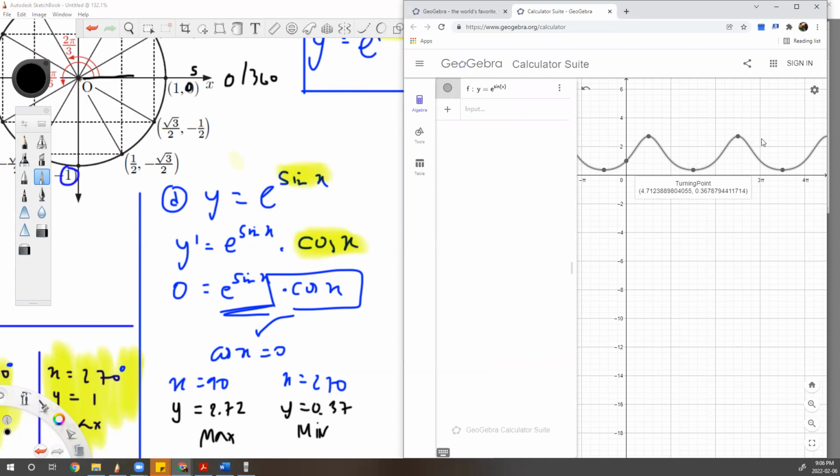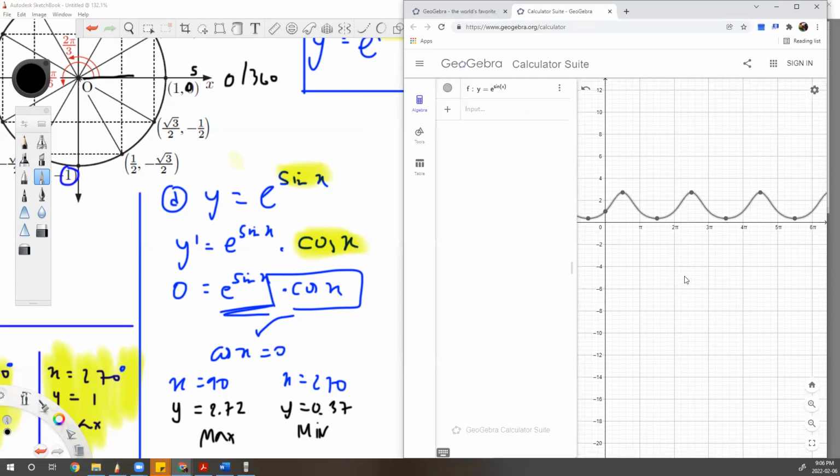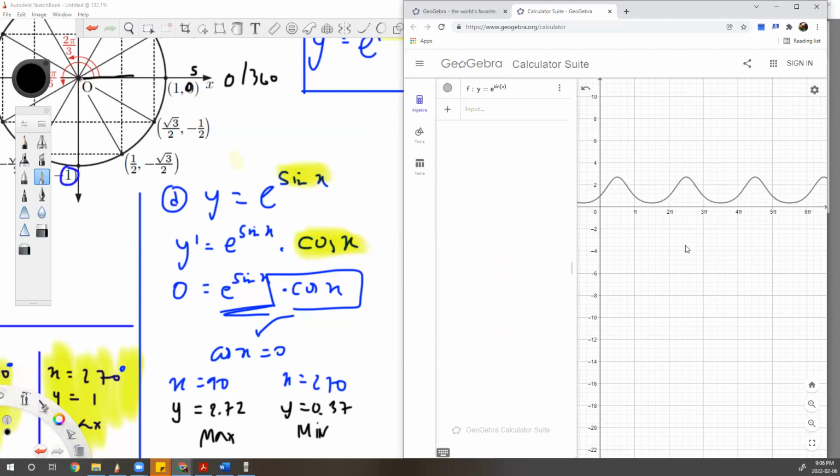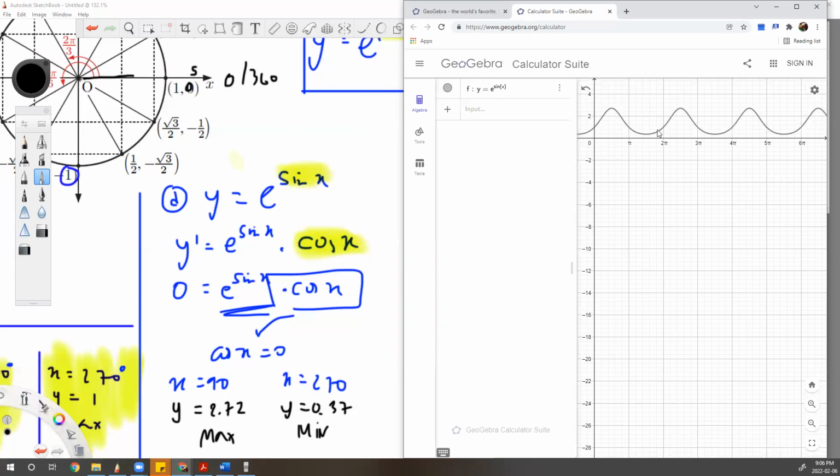Okay, see, the graph is quite like the wave here, like the ocean wave. It is not a good shape, but this is the real e. Okay, so it is proven. The maximum is 2.71 and the minimum is 0.37.